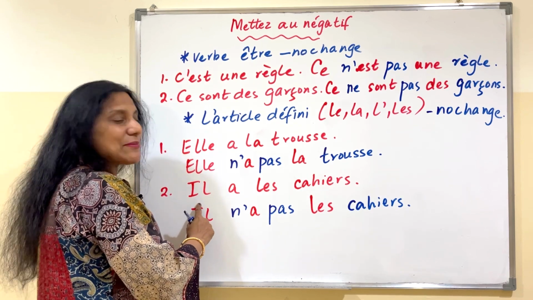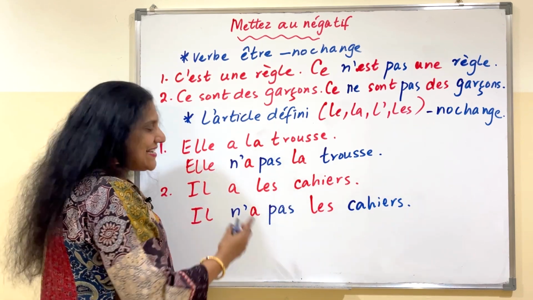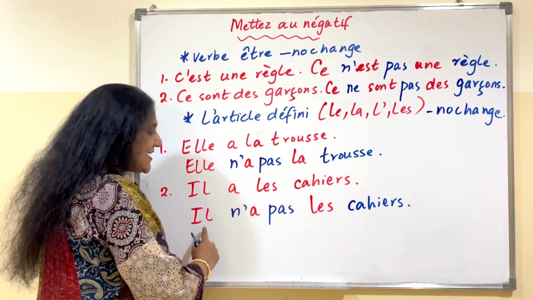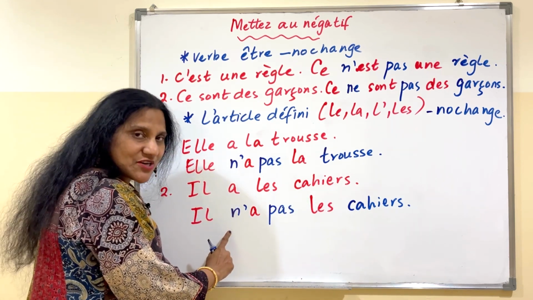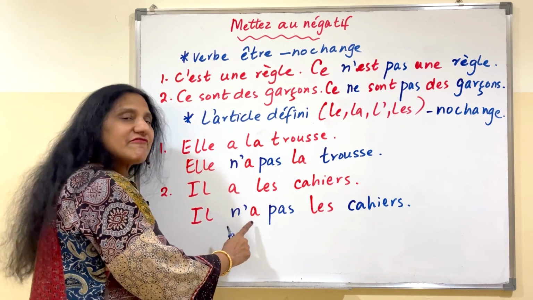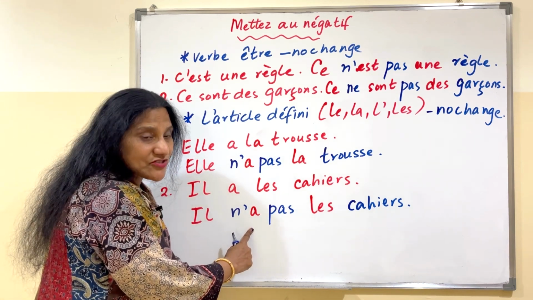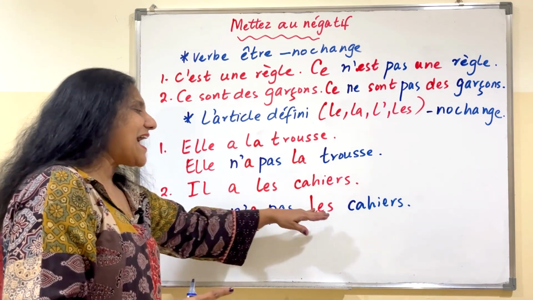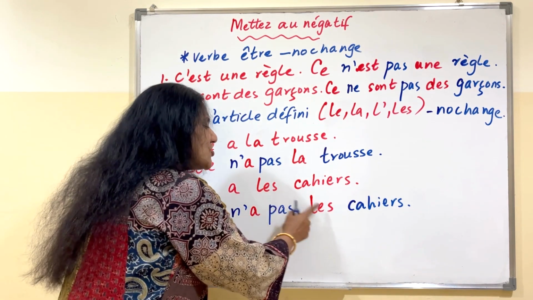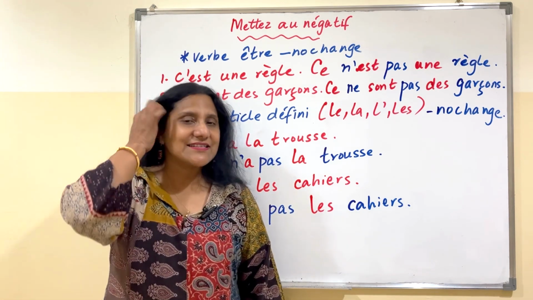Let's take another example. Il a les cahiers. He has the notebooks. Il n'a pas les cahiers. Il is the subject pronoun. N apostrophe before the verb. Why is it n apostrophe? Because the verb begins with a vowel. Pas after the verb, and les cahiers, we don't change the definite article.